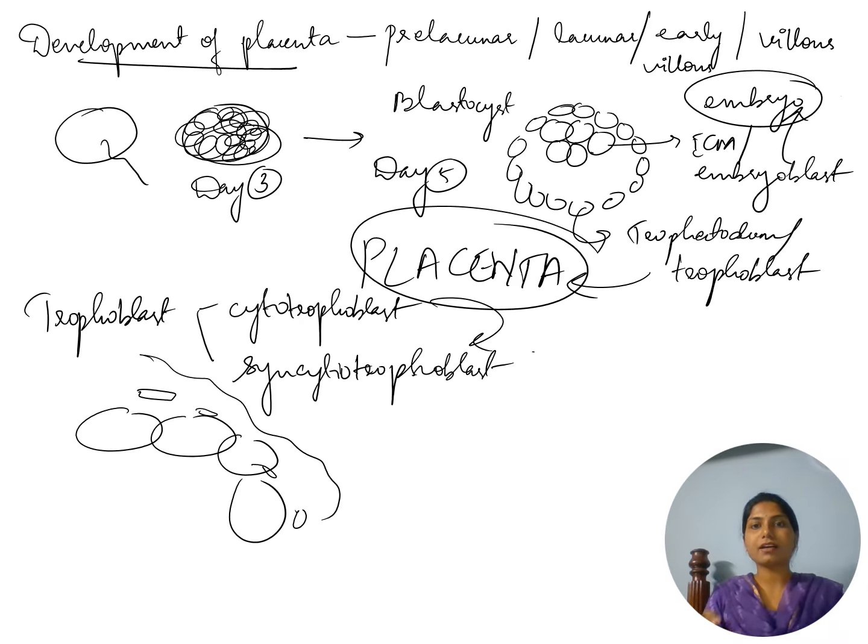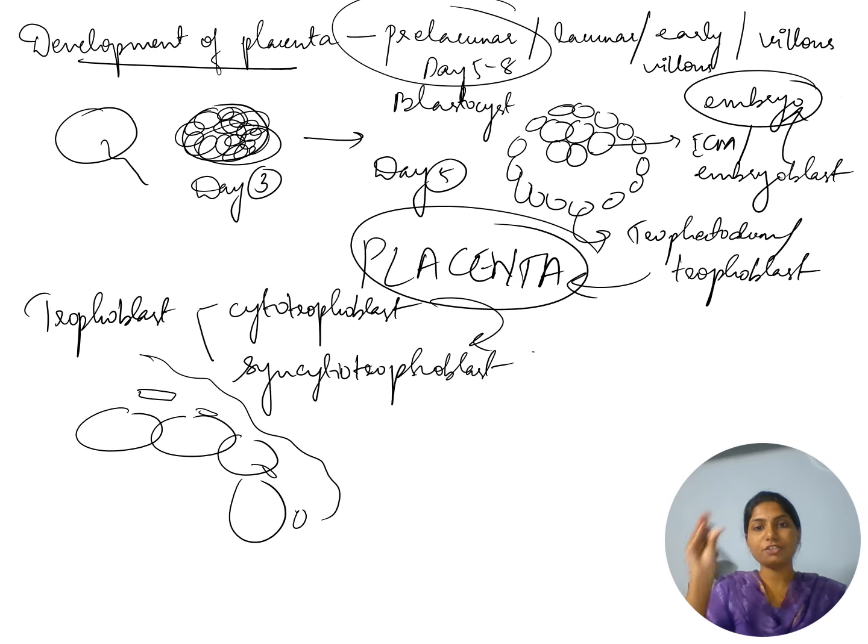All this occurs in the pre-lacunar stage. So what happens in the pre-lacunar phase, especially between day 5 to day 8 of the embryo? The trophoblast forms the cytotrophoblast and the outer layer of syncytiotrophoblast. And almost at day 7 after fertilization, the implantation will occur.